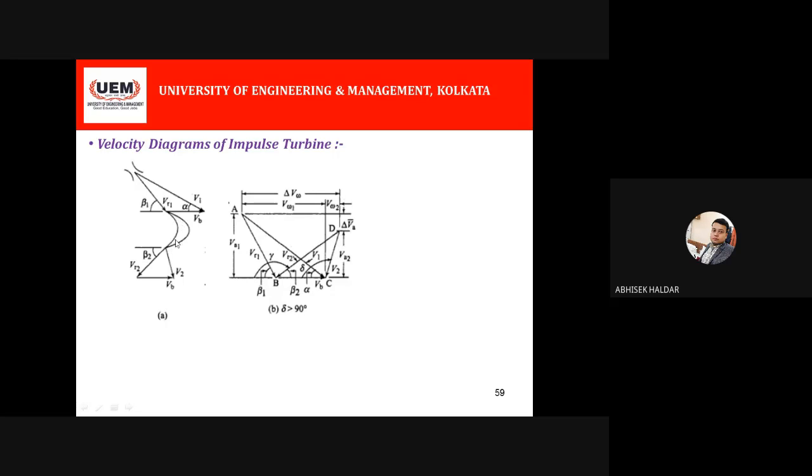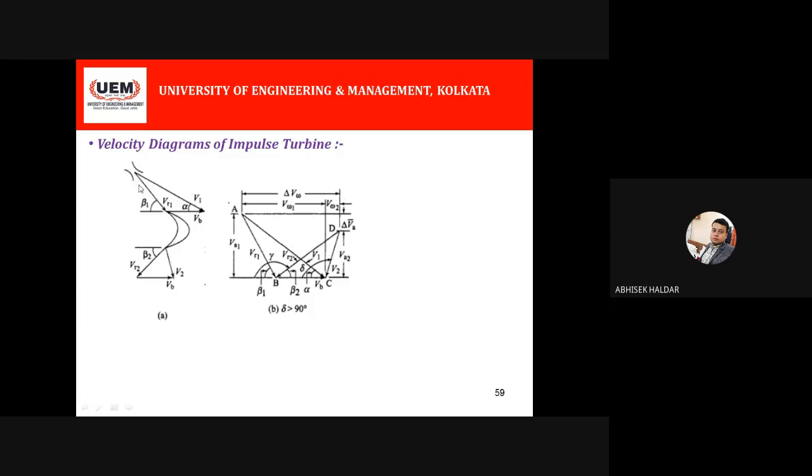This is one blade, the rotor blade or the moving blade. This is the nozzle. At the nozzle outlet, what is the velocity? Absolute velocity is my v1, but the nozzle is hitting this moving blade at an angle alpha.